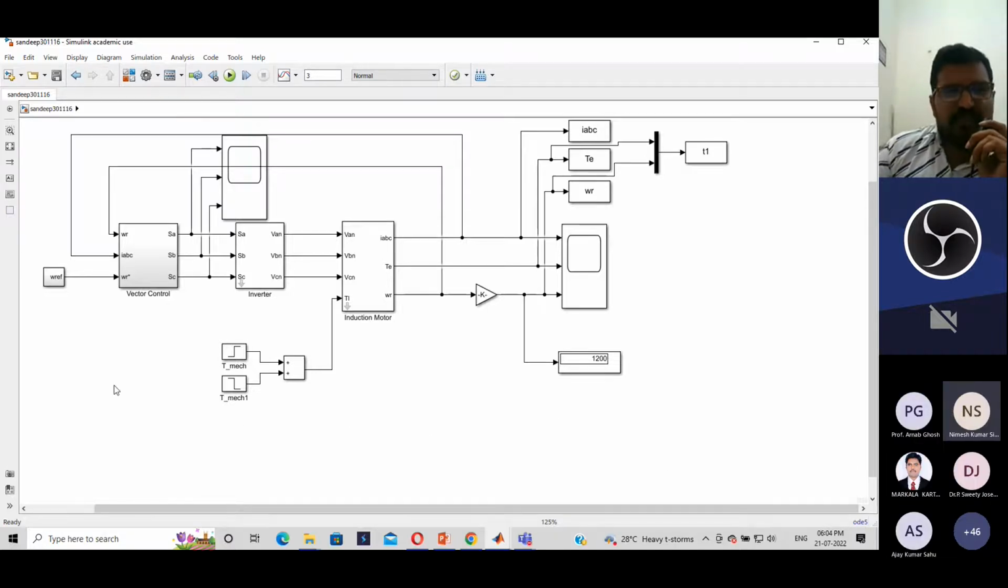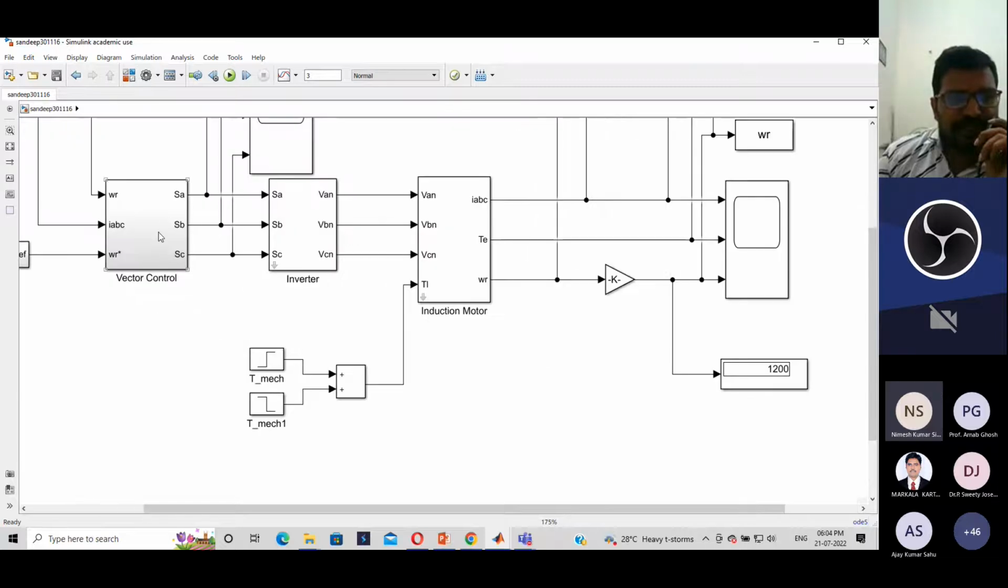Okay, sir. So I have designed everything in terms of mathematical modeling. You can do the simulation in two ways, right? You can get the Simulink model, or else you can do it with the help of mathematical modeling. I have done most of the things in terms of mathematical modeling. If you observe this vector control block, I have designed the entire thing.